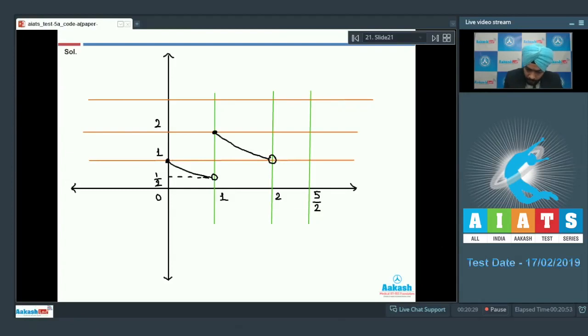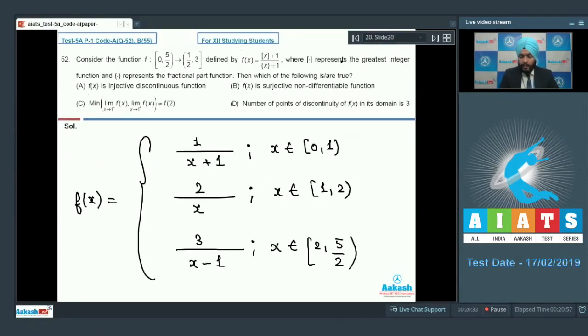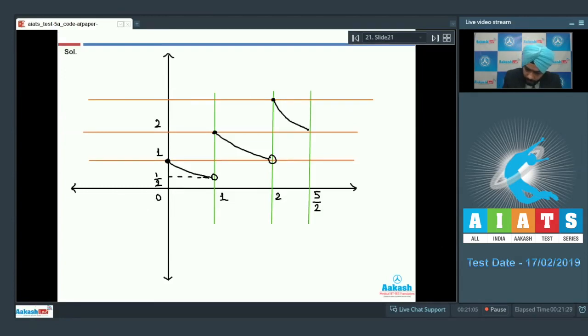Open. Here it is closed. Then, the third part, 3 upon x minus 1, a rectangular hyperbola shifted by 1. At x equals 2, the value is 3. At x equals 5 by 2, the value is 3 upon 3 by 2, that is 2. From here till here.